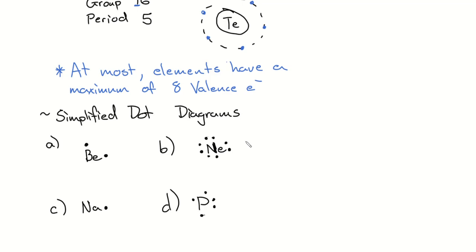Okay. Now, some groups have special names. I'm not going to expect you to memorize all of these, but there's a couple that are worth talking about. Group 1. If we look at group 1: hydrogen, lithium, sodium, potassium, rubidium, cesium, and francium. They're all in group 1, so all of their dot diagrams have how many dots? 1. All of them have 1 valence electron.